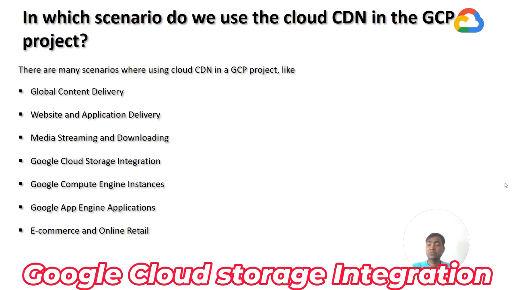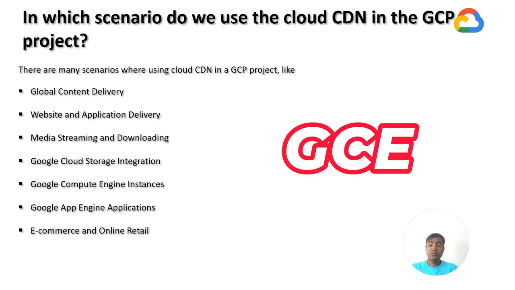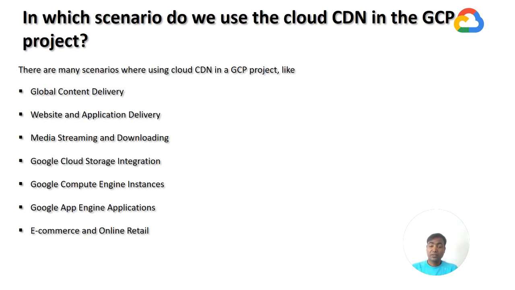Guys, Google Cloud Storage integration. Cloud CDN integrates seamlessly with Google Cloud Storage by enabling Cloud CDN for your storage bucket. You can accelerate the delivery of static content stored in Cloud Storage such as images, style sheets and JavaScript files. Google Compute Engine instances: for applications running on VMs in Google Compute Engine, Cloud CDN can be used to cache the content closer to end users, reducing latency and improving the overall user experience.